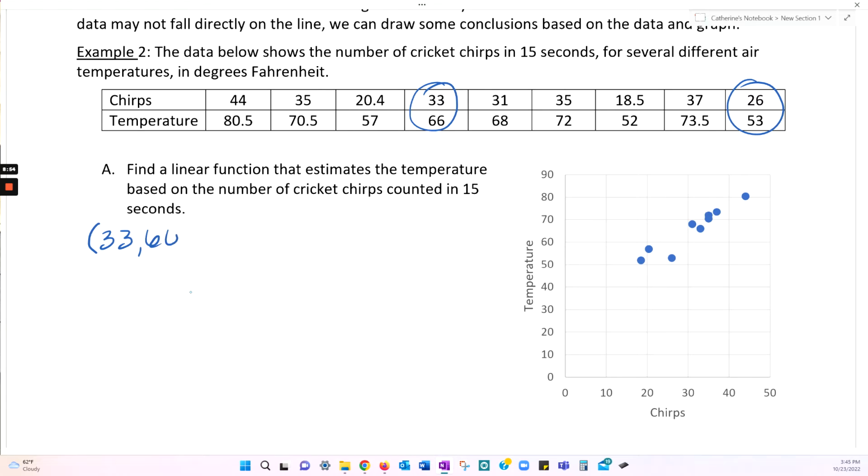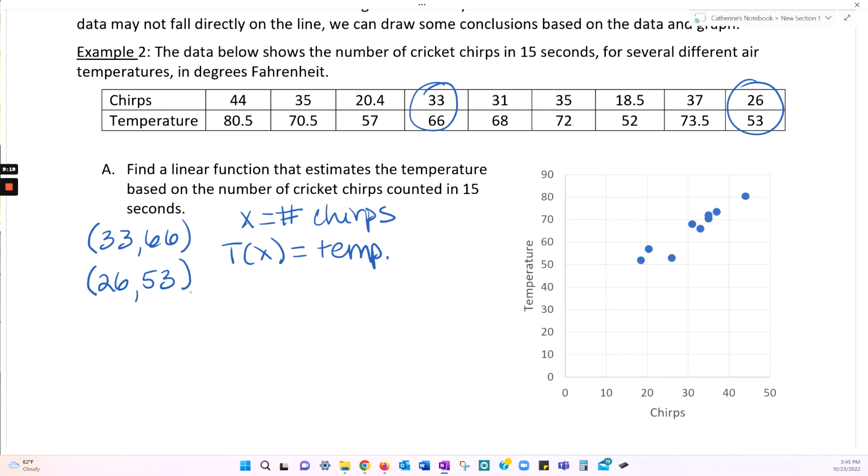33, 66. So notice we're going to let x be the number of chirps. And then I'll use capital T for temperature. Okay, and so then our other point that I circled up there, 26, 53. So to find the equation of a straight line through 2 given points, you first start by finding the slope. So we're going to do the slope formula, 53 minus 66, over the difference in our x, 26 minus 33.